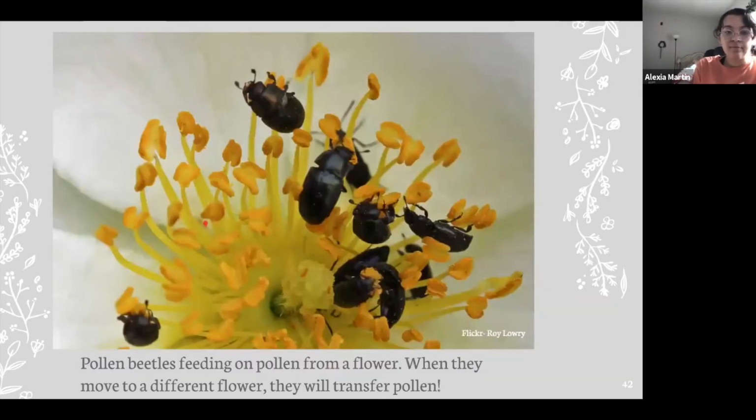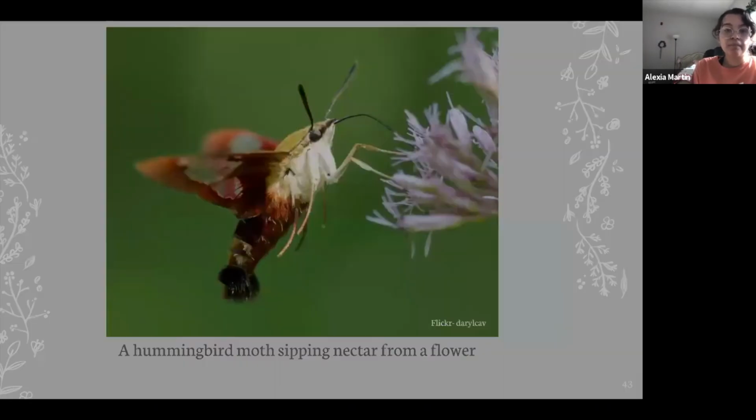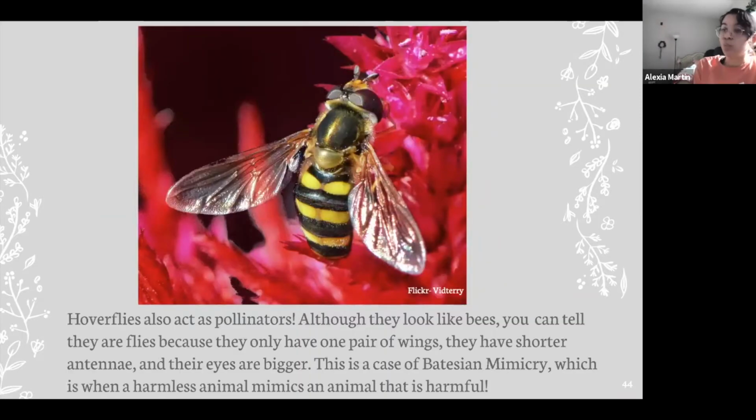Next, we've got some pollen beetles, and they are feeding on this pollen. And as they move to a different flower, they'll bring some of that pollen with them and pollinate the flower. We've also got this cool hummingbird moth, and she is feeding on some pollen, and as she moves to another flower, she will pollinate that flower. And lastly, this is a really cool example.